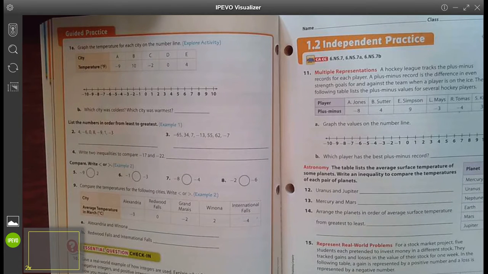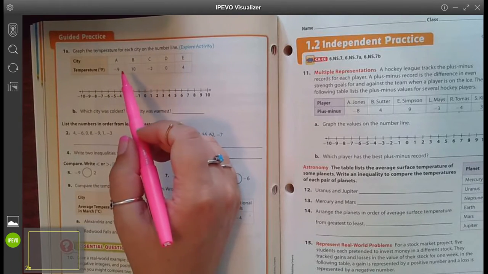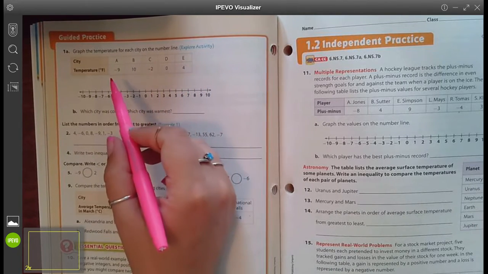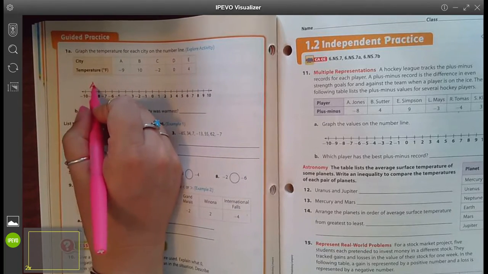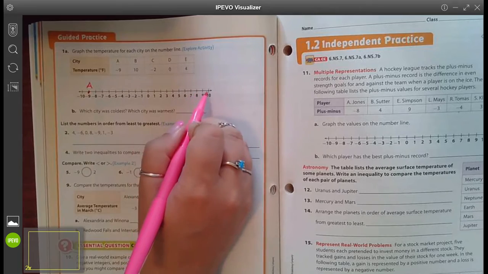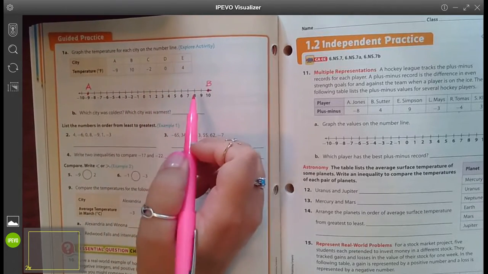If you take a look at page 16 in your textbook, we were assigned numbers 1 through 10. The first one wants you to graph these numbers on the number line. If you were to graph -9, you draw a dot and label it A. You draw a dot at 10 and label it point B. You're going to continue doing those other ones.